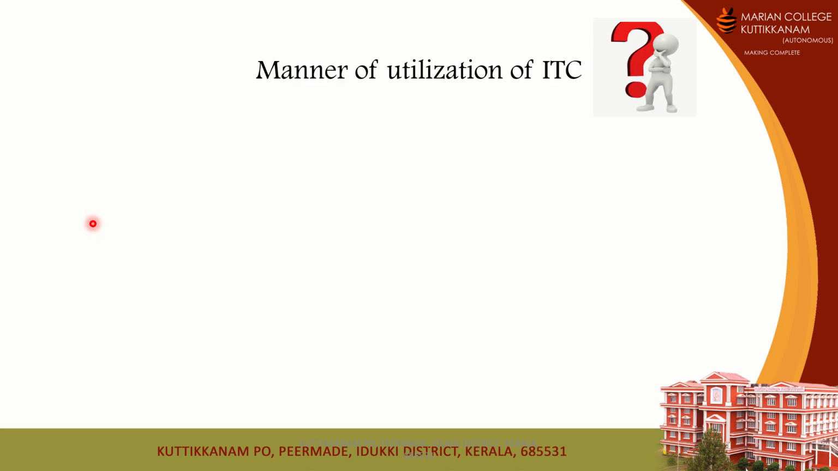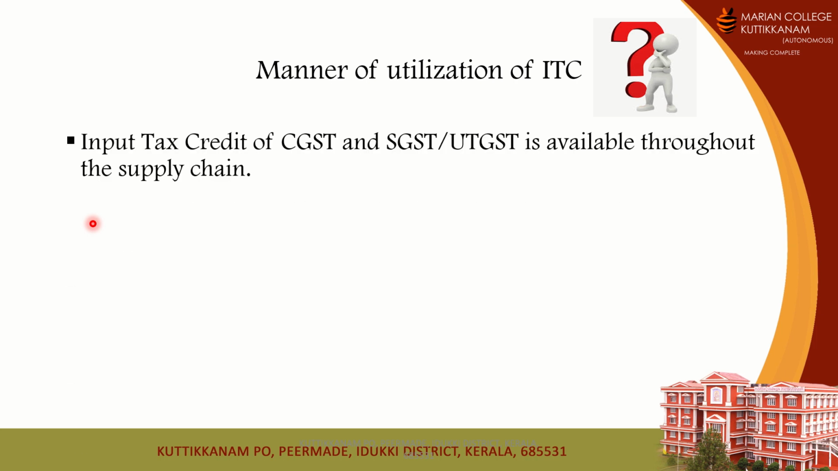So let's see how ITC or the input tax credit is utilized. There is a particular systematic rule for the set off of ITC, that is input tax credit. For availing the credit, there are certain conditions. Let's see. So input tax credit of CGST and SGST or UTGST is available throughout the supply chain. Okay. So CGST and SGST or UTGST, this is available throughout the supply chain. We can set off.